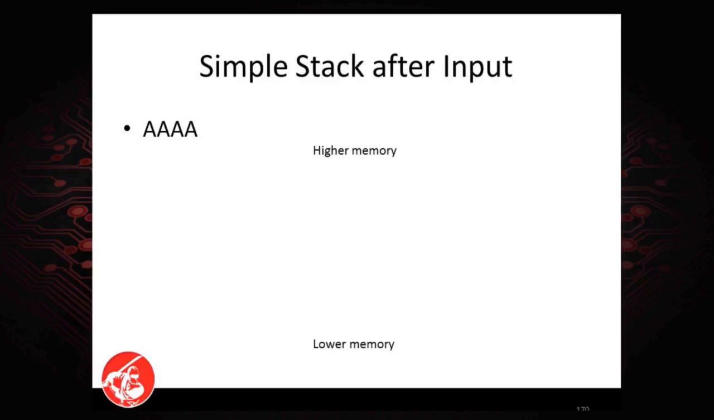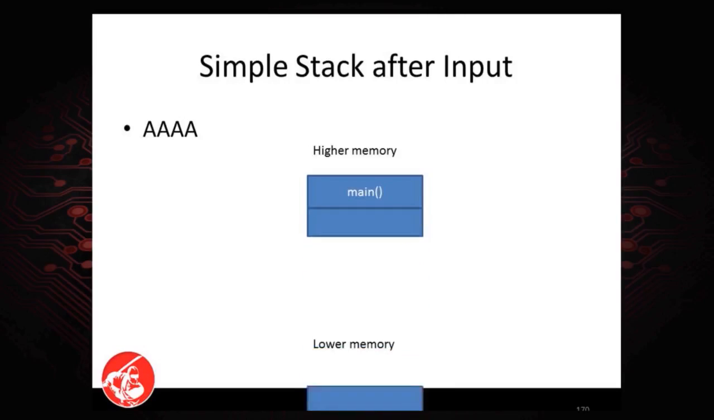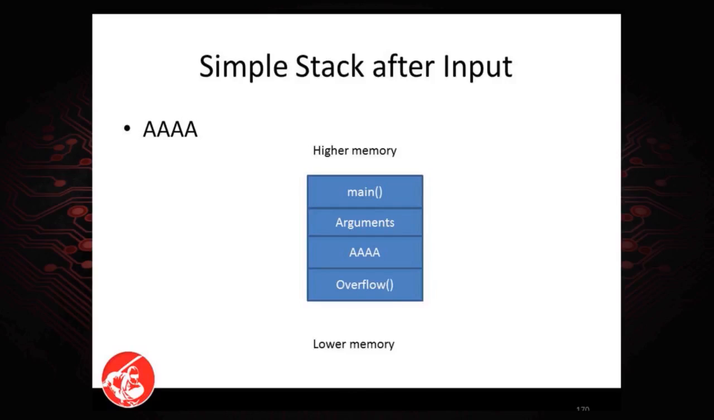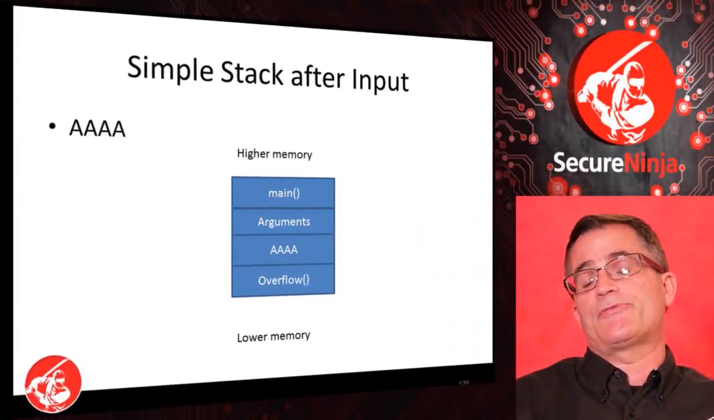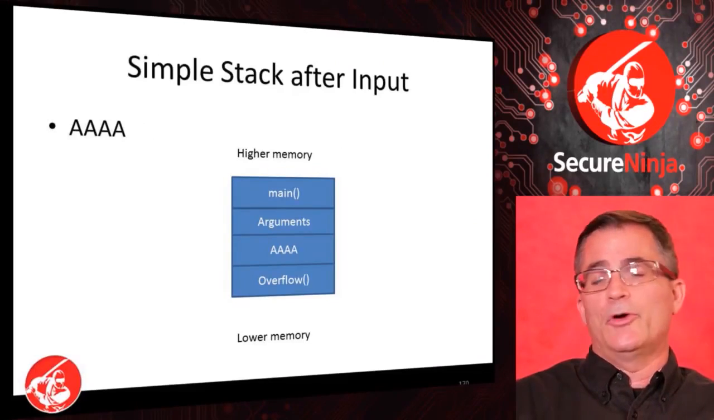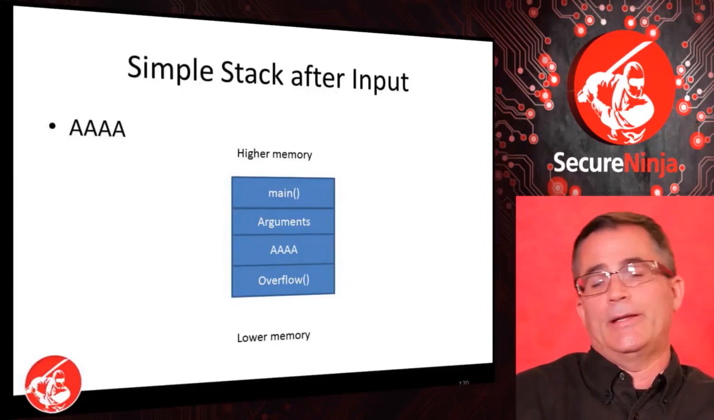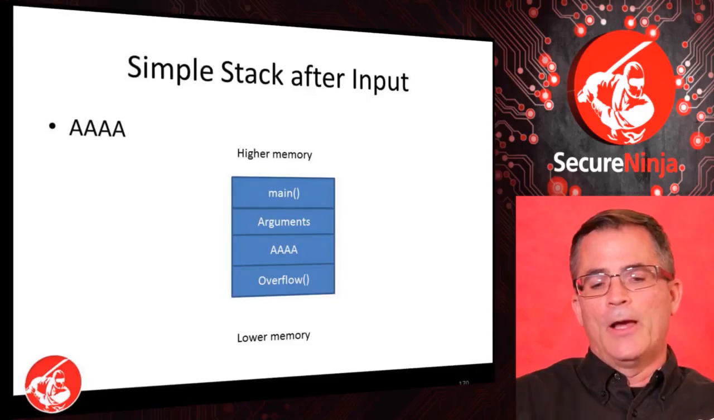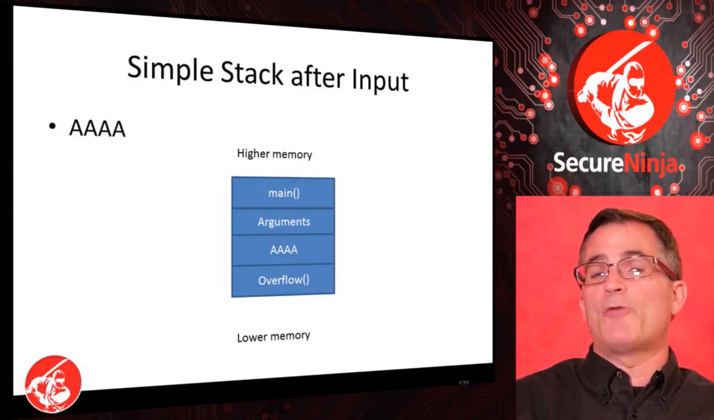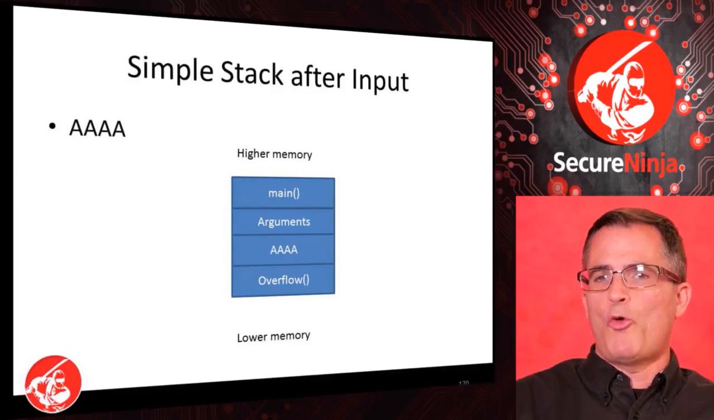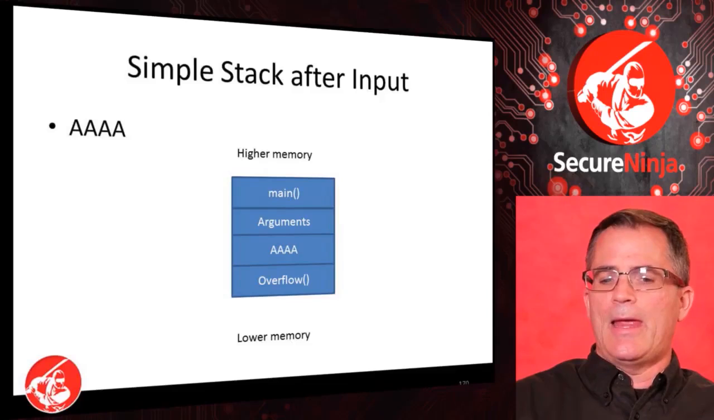So now here's what's going to happen. Here's our simple stack after input. All right, so we'll put it in here. We got our main, we got our arguments, we got 4 A's. We always love to use A's. The character A is what we use to test for buffer overflow. Don't ask me why, probably because it's the first character in the alphabet. If you wanted to use something different, I've seen people use X. But anyway, it doesn't matter. As you see here in our buff, it's been stored 4 A's.